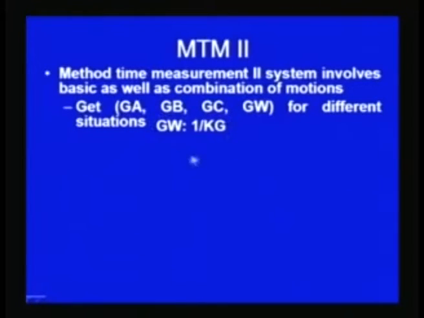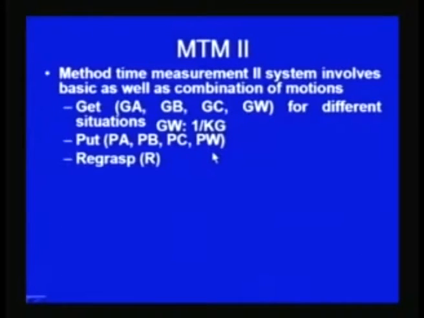If the weight is to be handled, then GW is used, and depending upon the degree of difficulty to get, the GA, GB or GC categories are used. Put is another basic motion, and depending upon the degree of difficulty in putting things, we categorize PA, PB, PC, and PW is for putting the weight.